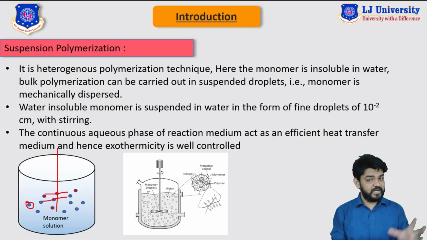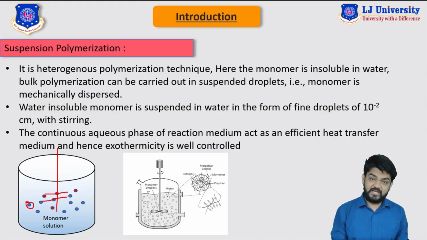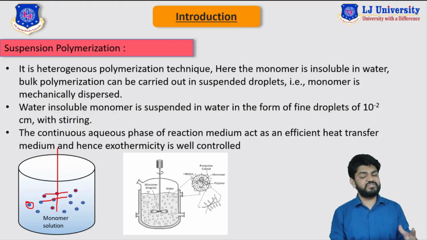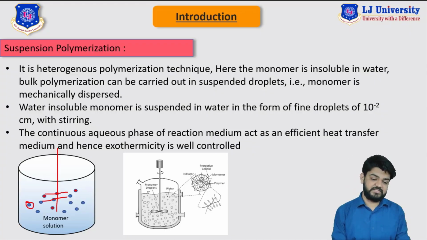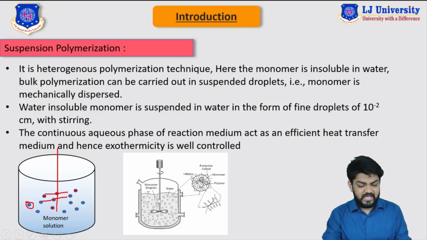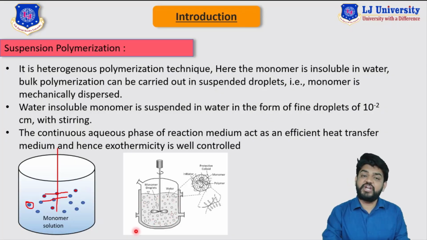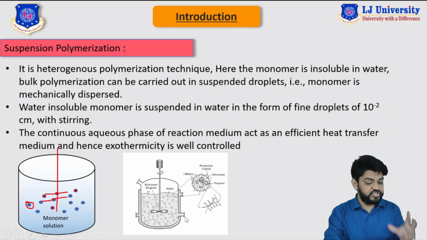So we can say that with this type of method, we are actually increasing our heat transfer efficiency and hence we can reduce the exothermicity of the reaction mass. So now you can see here that this polymerization reaction will take place in the suspension form.